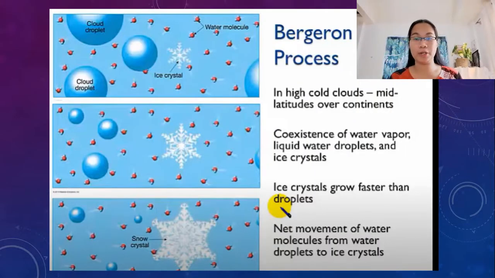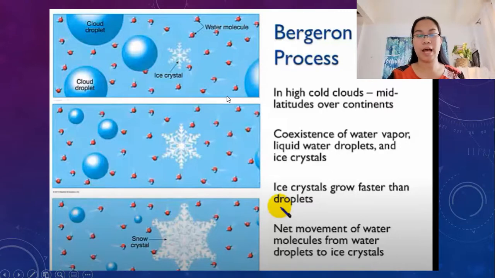So we have what we call the Bergeron process. What happens here is that two conditions should be met. It should be forming in the high clouds, and it should also be very cold, below freezing point. So that particular layer of clouds should be below freezing point. It should be tall clouds, in the mid-latitudes over the continents. Then also at that particular region, the different phases of water can coexist. We can have water vapor, liquid water droplets, and also ice crystals. And then in this process also, ice crystals can grow faster than the water droplets. So that is the Bergeron process.